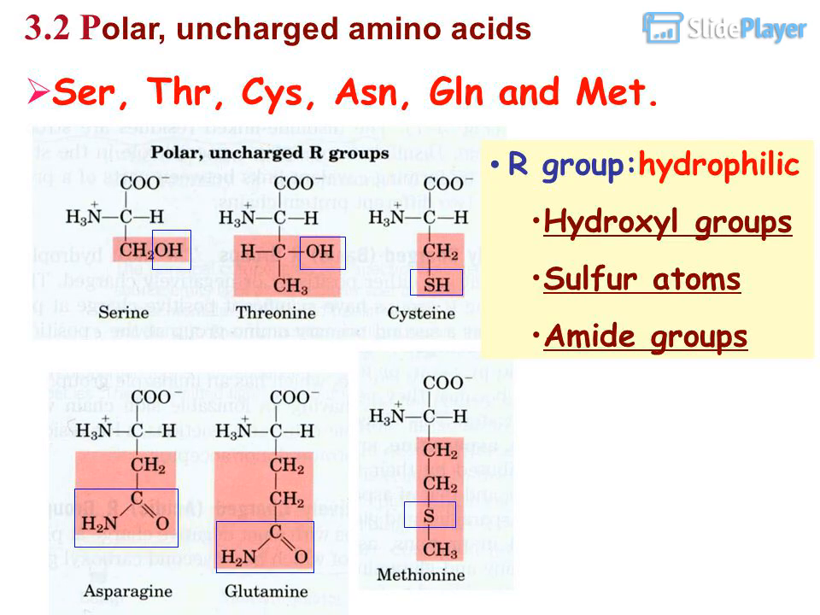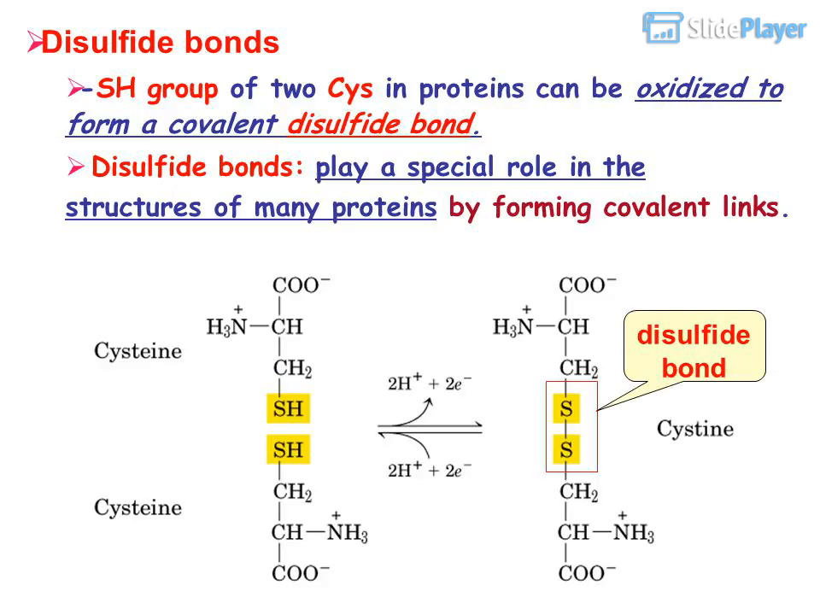3.2 Polar, uncharged amino acids: Ser, Thr, Cys, Asn, Gln, and Met. The R group is hydrophilic. Hydroxyl groups, sulfur atoms, amide groups. The SH groups of 2 Cys in proteins can be oxidized to form a covalent disulfide bond. Disulfide bonds play a special role in the structures of many proteins by forming covalent links.